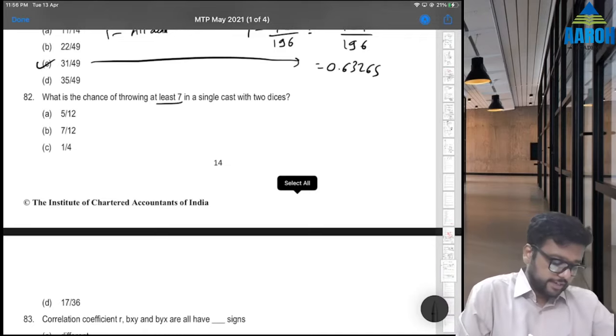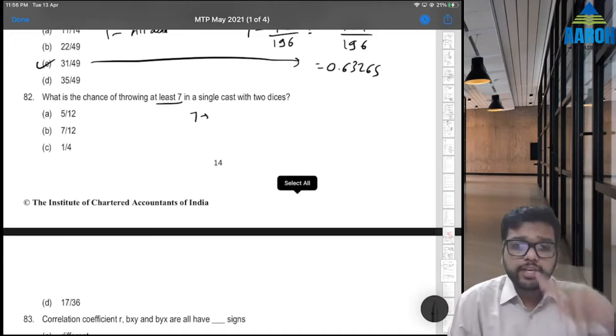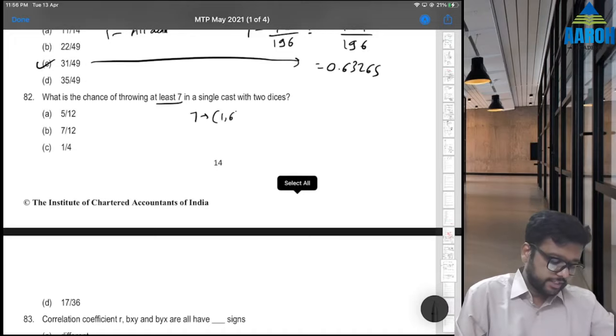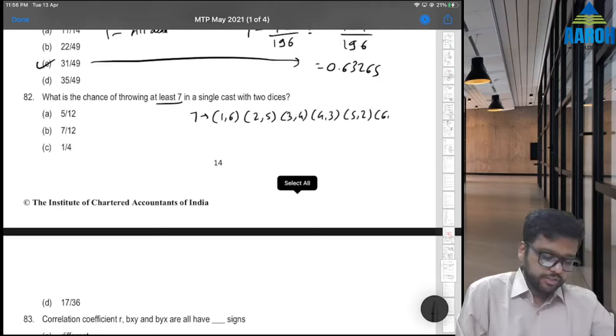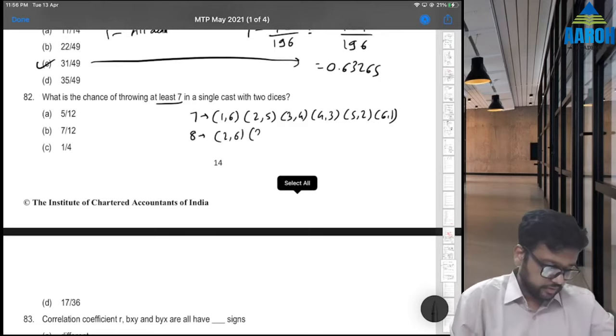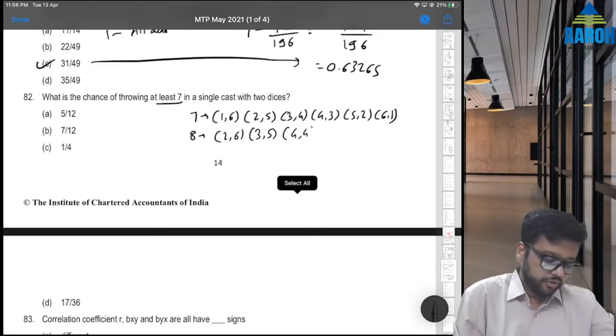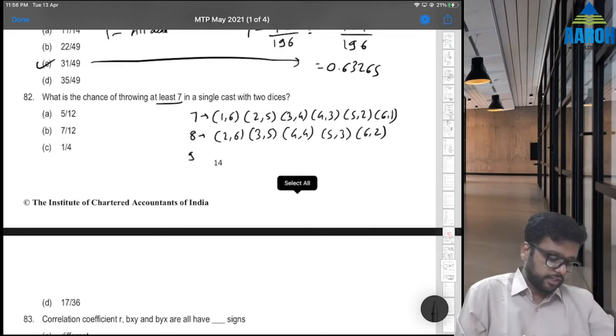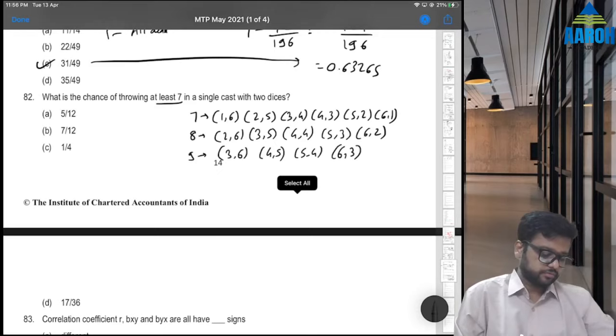Otherwise, at least 7 means 7 total. For two dice, what are the ways? 1 6, 2 5, 3 4, 4 3, 5 2, 6 1, always go in sequence. How many ways for a total of 8? 2 6, because 1 gives nothing, 3 5, 4 4, 5 3 and 6 2. Then for a total of 9, the ways are 3 6, 4 5, 5 4, 6 3.